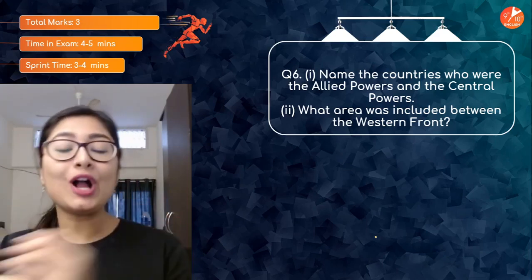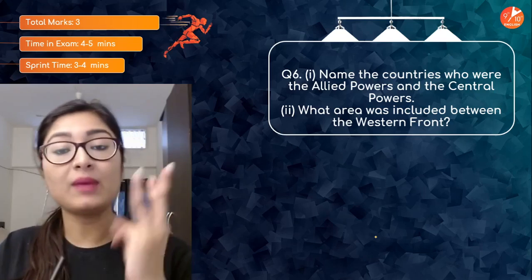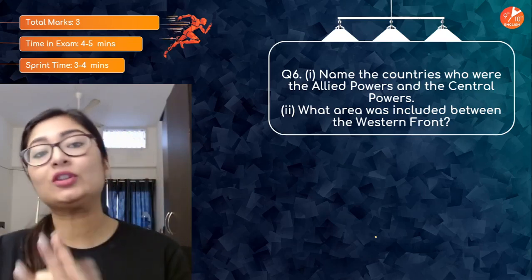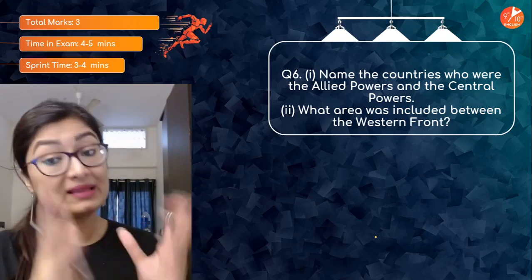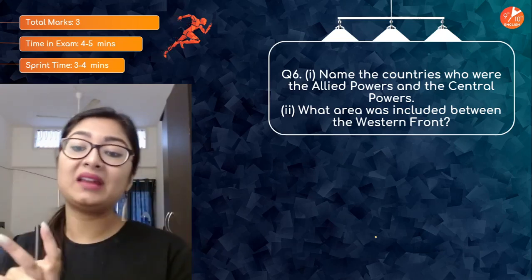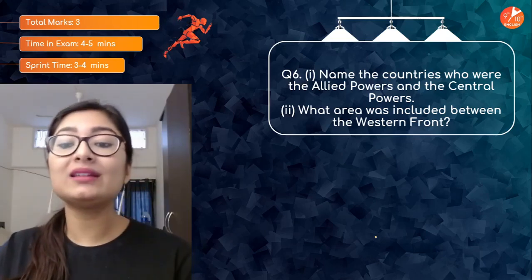Okay, moving on to the next question. Bacha, this is also a 3-marker question. 3 points are important. Let's see what the question says. Name the countries who were the allied powers and the central powers. What area was included between the Western Front?